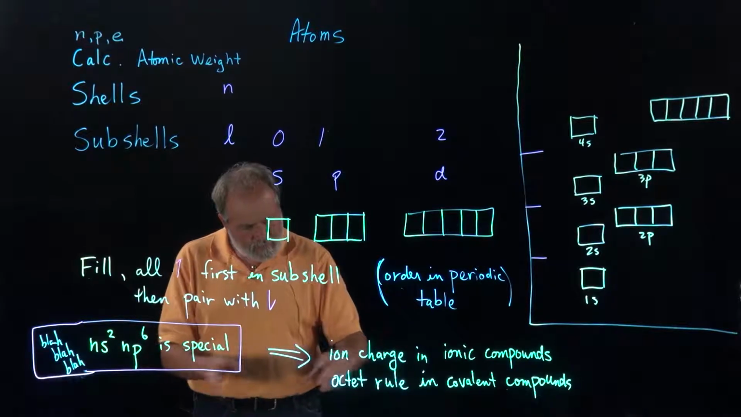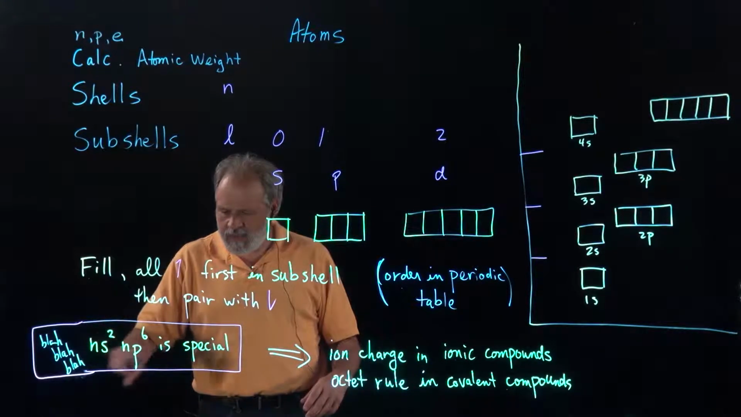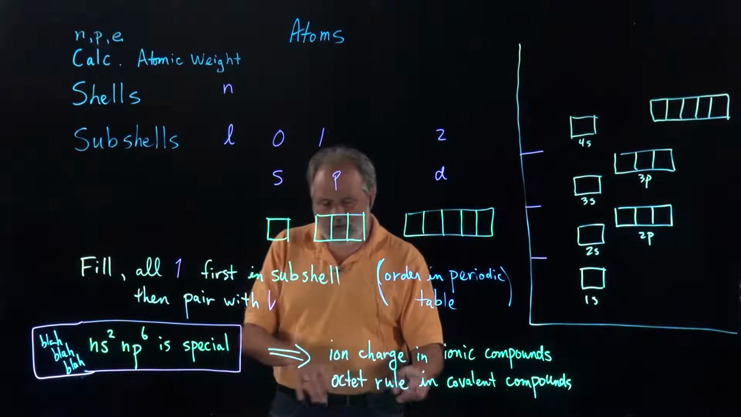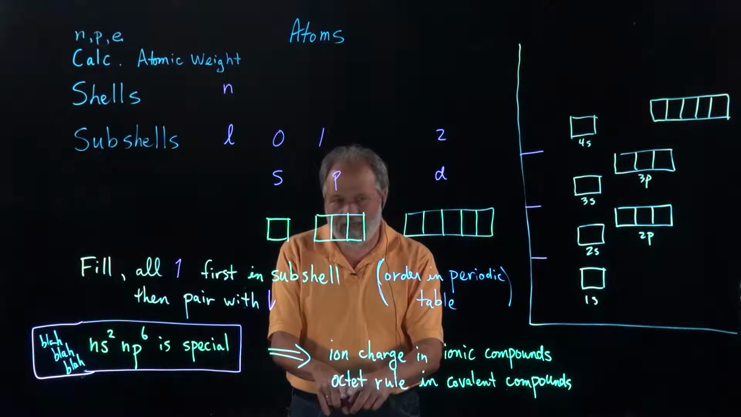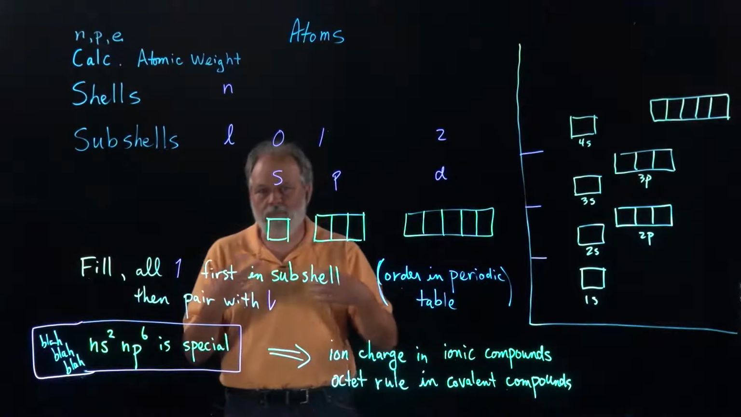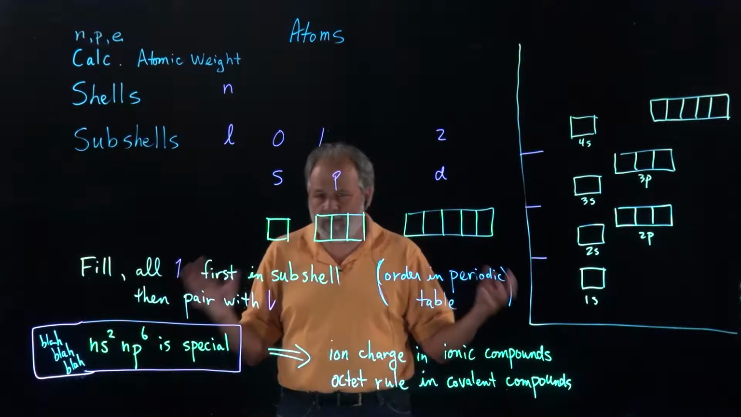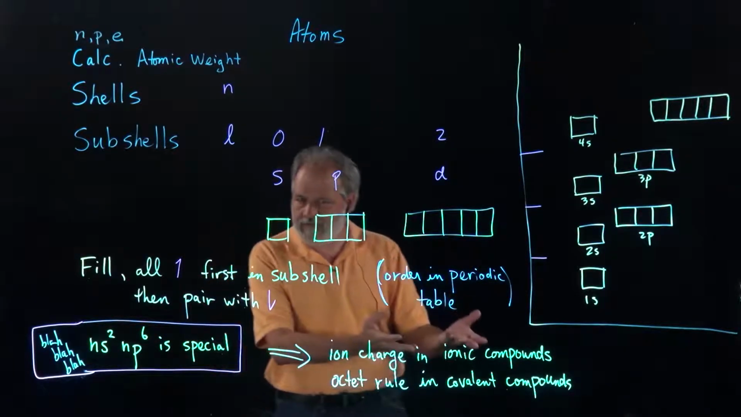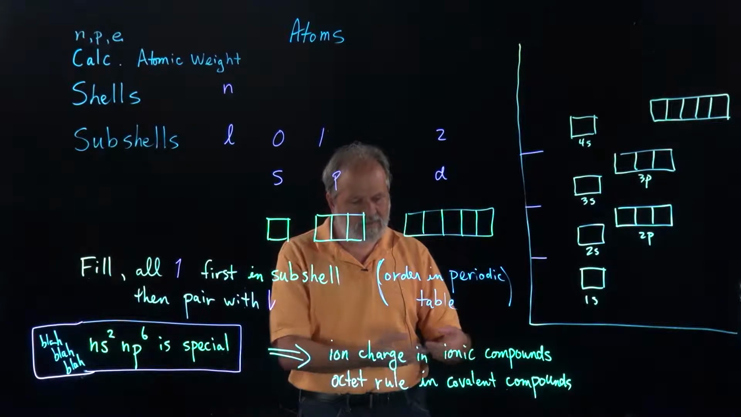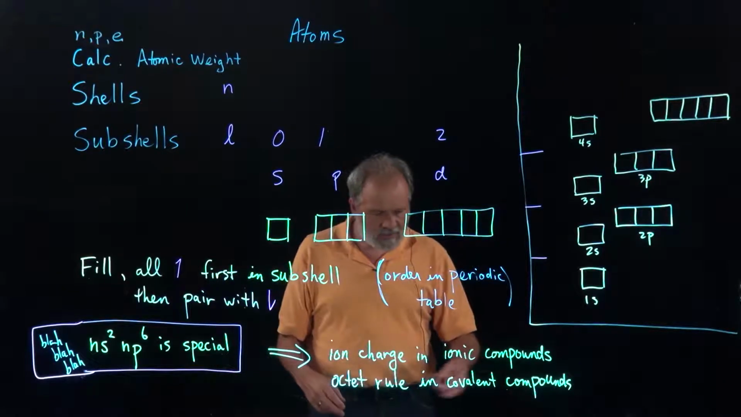And then this whole thing about 8 being special is also the basis for the octet rule, octet meaning 8, in covalently bonded compounds, which are what molecules are made of. And ionic compounds and covalent compounds are really completely different. So the first half of Chapter 6 is ionic compounds, the second half, covalent compounds. So let me just illustrate.